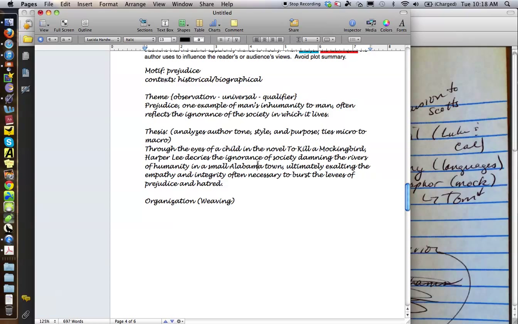That's all weaving is. Rather than having an entire paragraph about metaphor and an entire paragraph about tone, we're going to have sub-themes or sub-motifs that open up our expression.